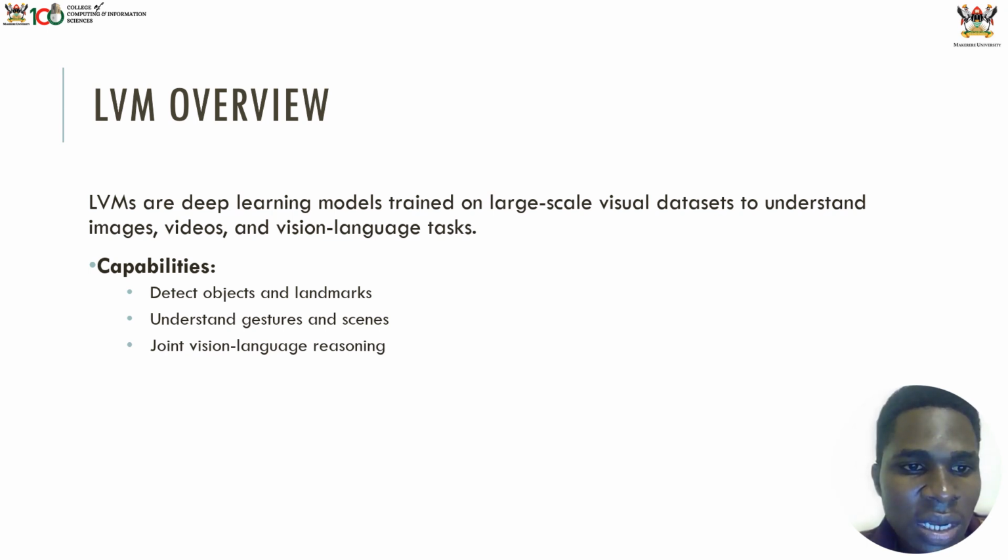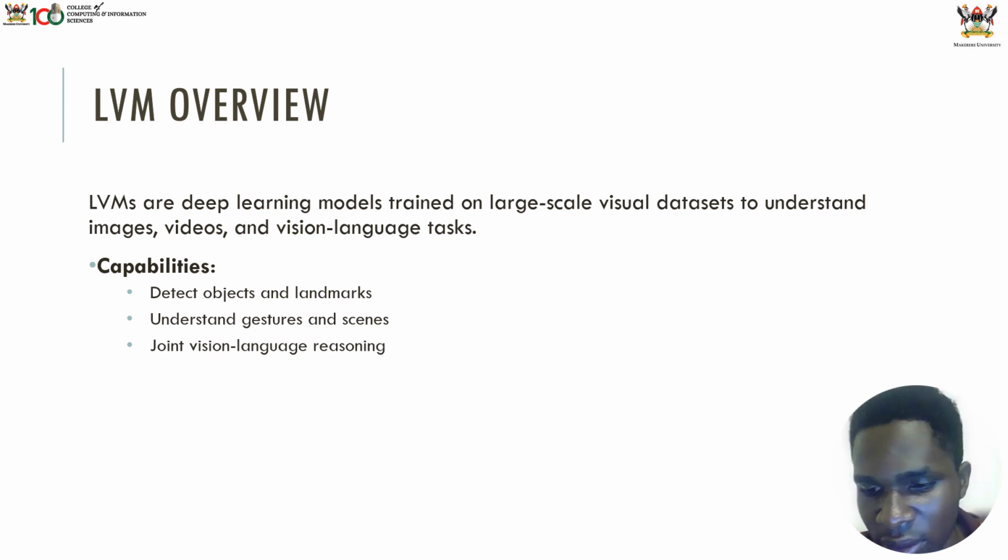Then two, understanding gestures and scenes. Since sign language has a number of points to take into consideration to get the meaning of a word or a symbol, we have to understand the gesture, that's one, and then the scene of the gesture, when the gesture is made or how it is made. Then joint vision language reasoning, so what the vision says and what the language says. So this is one of the capabilities of the LVM.